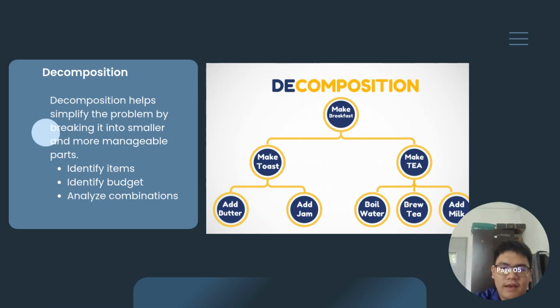Decomposition helps simplify the problem by breaking it into smaller and more manageable parts. I use decomposition to break the problem into smaller parts. I identify the items, their prices, and their values. I also consider the budget constraint. By breaking the problem down, it becomes easier to manage and analyze each part step by step.